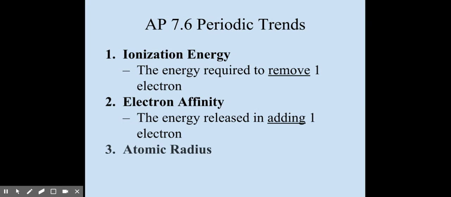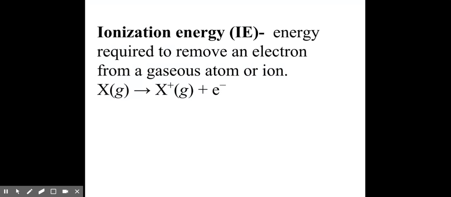And the last one is going to be atomic radius. And just like what it sounds, it's the relative size of a stable atom. So not an ion, that would be ionic radius. We're talking about atomic radius. So the first one is ionization energy.